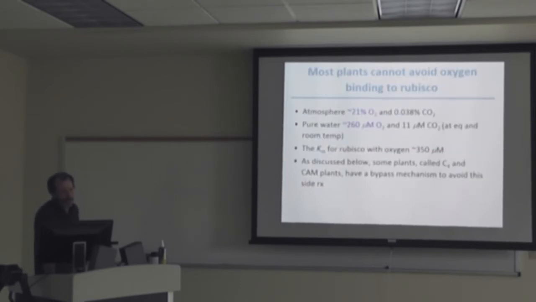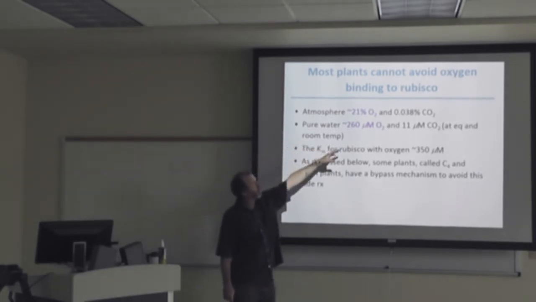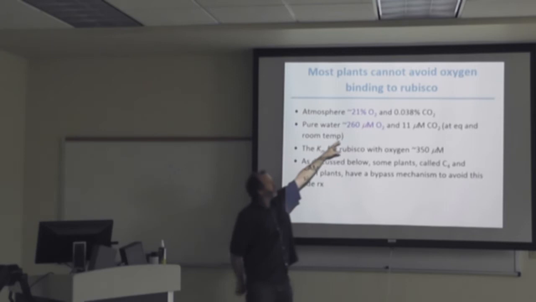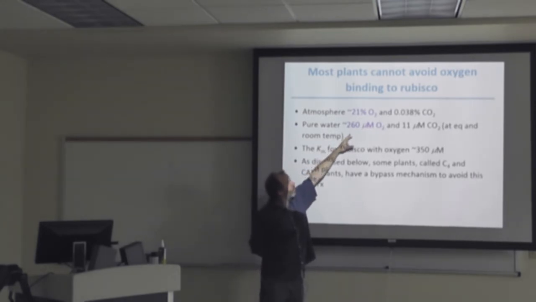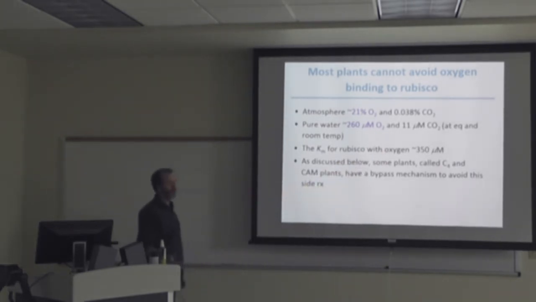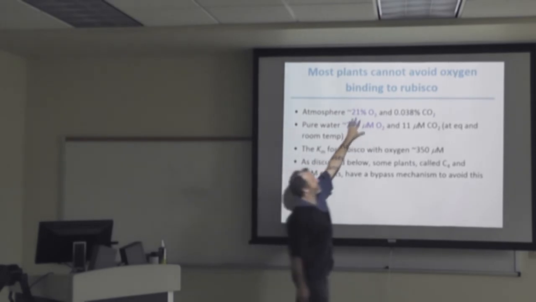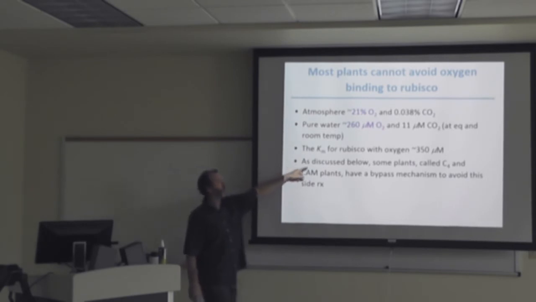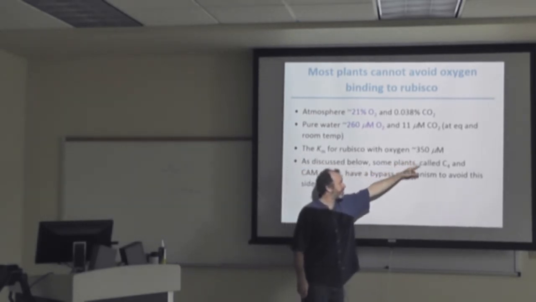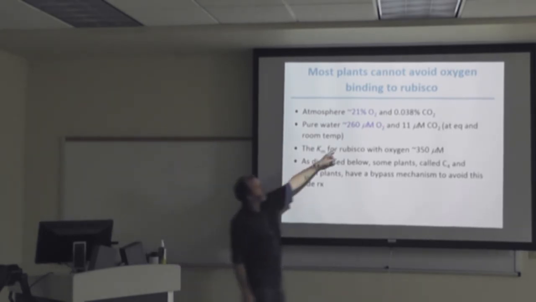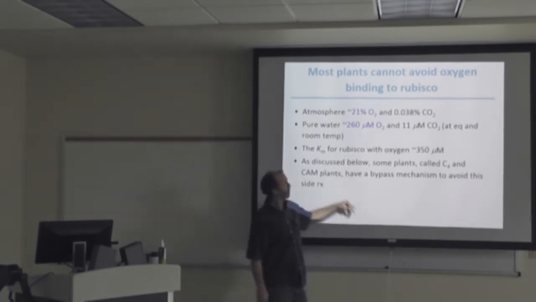Most plants cannot avoid oxygen binding to Rubisco. So if you have an atmosphere of 21% oxygen and 0.038% carbon dioxide, pure water has 260 micromolar oxygen and 11 micromolar carbon dioxide at equilibrium at room temperature. So we have way more oxygen exposure than carbon dioxide exposure. The Km of Rubisco for oxygen is about 350 micromolar, so you're below the Km here, right? But not too far below the Km.